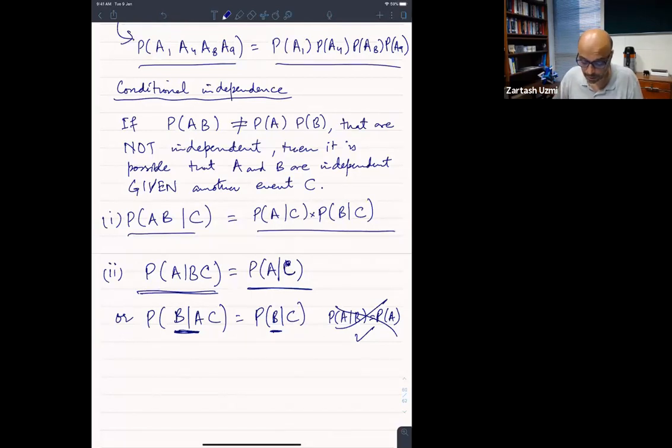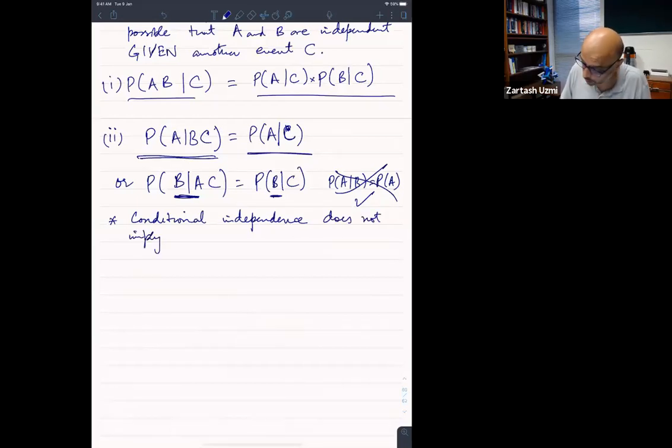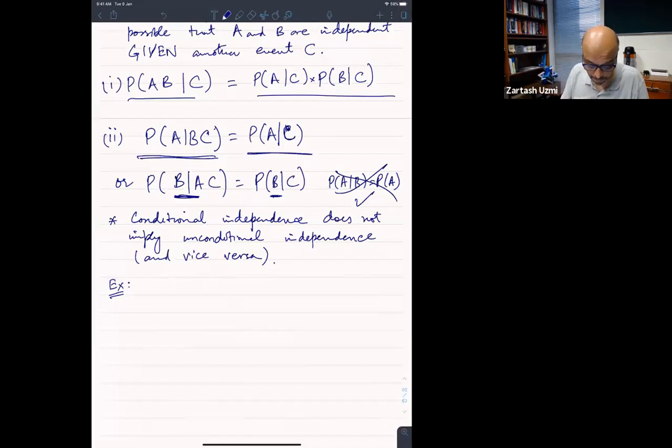Okay. Now, very important to note that conditional independence does not imply unconditional independence, the regular independence, and vice versa is also true. One does not imply the other, and vice versa. Okay. So इसकी example क्या है? इसकी example जो है ये है.